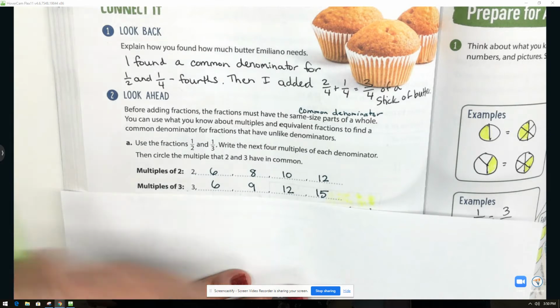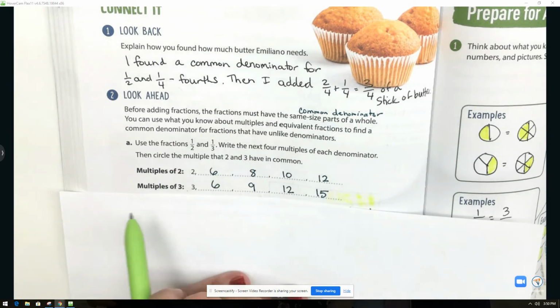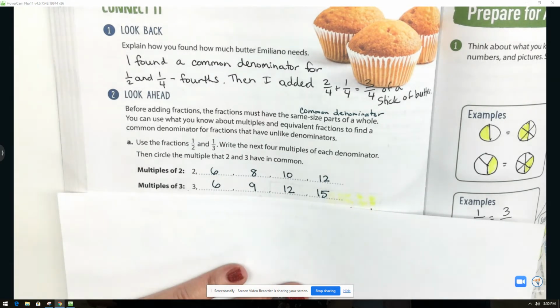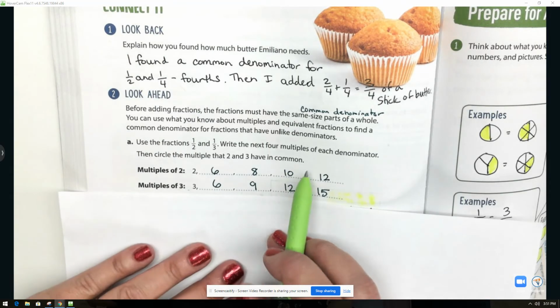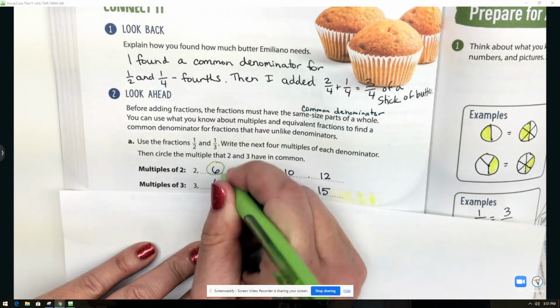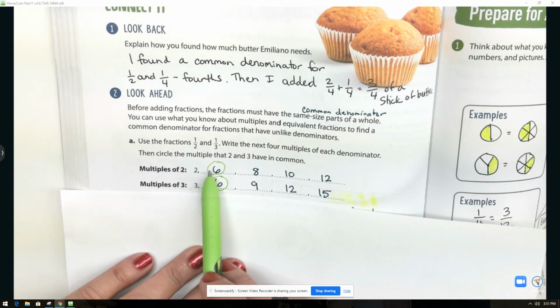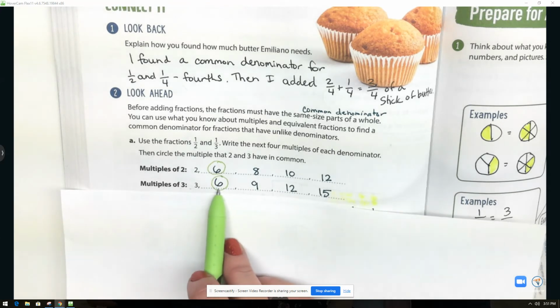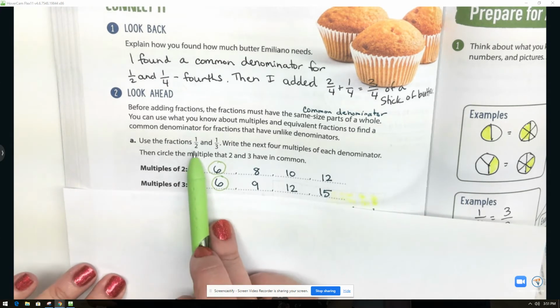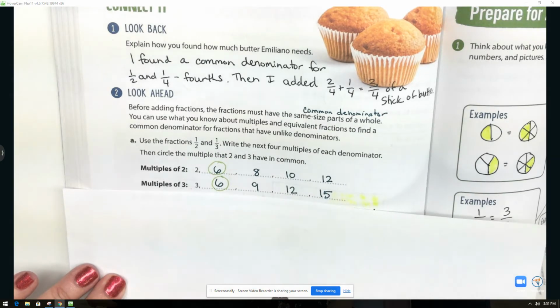Now we're going to circle the multiple that 2 and 3 have in common. So they actually have 2 multiples in common. They both have a 6 and they both have a 12. But we're looking for the smallest number that they both have in common. That's called the least common multiple. So in this case, the least common multiple is 6. That means that if we use the multiple of 6 in our denominator, we can create equivalent fractions so that we can add these two numbers together.